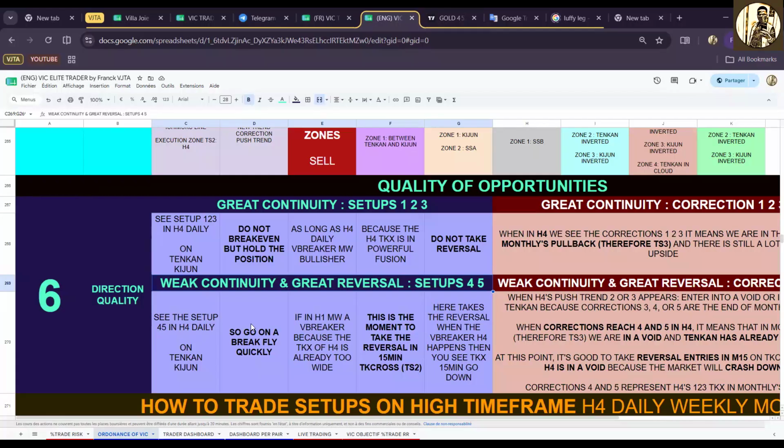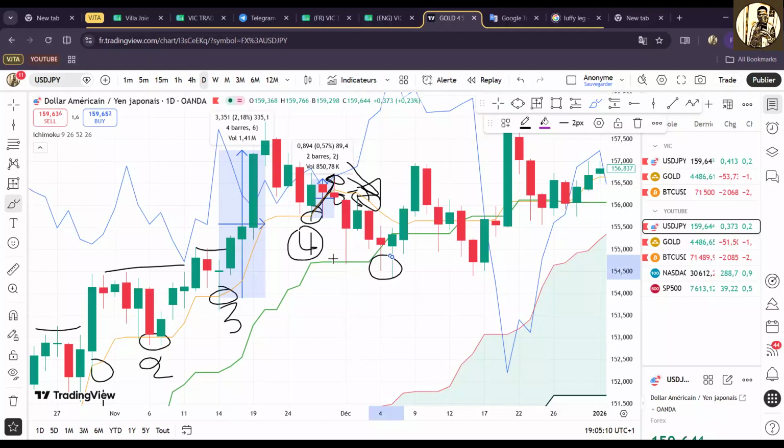Yeah, that's what I mean. See the setup 4-5 in H4 or daily on Tenkan or Kijun. So go on break even, fly quickly. Okay, what I mean is that, right?